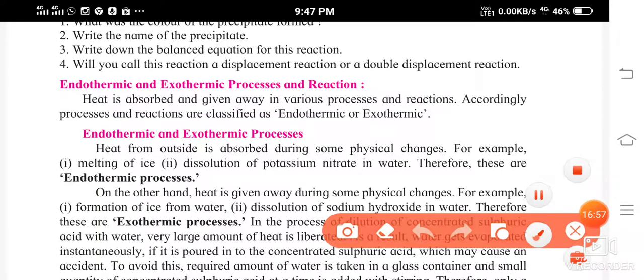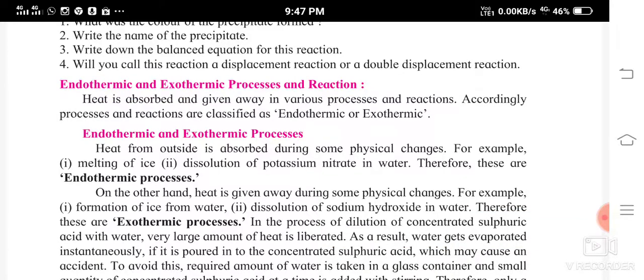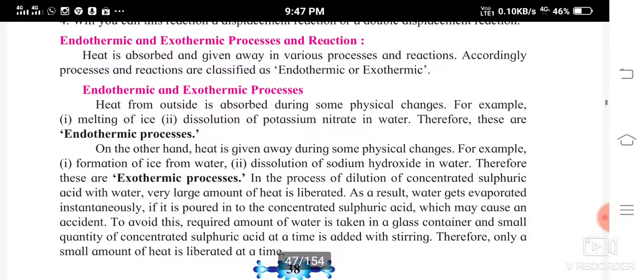Yes, see, I'll show you. Exo means outside. Thermic means heat. So heat is released during the reaction. Endo means inside, and thermic again means heat, as I told you. So heat is used up during the reaction. So that is endothermic and exothermic. So heat is absorbed and given away in various processes and reactions.